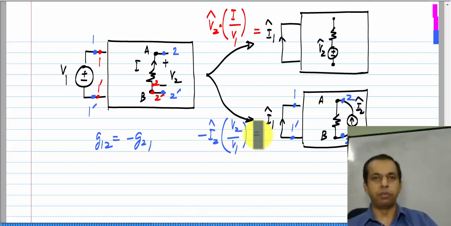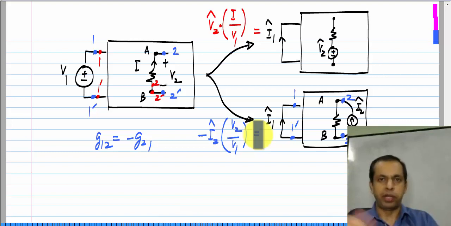You do not have to be presented with something that is defined as a 2 port network. You could be asked questions like this, that you apply a voltage here and you get something else there, and in the other case you apply a voltage on this side and what response appears on that side. You can use reciprocity theorem by defining your own 2 ports. Okay.